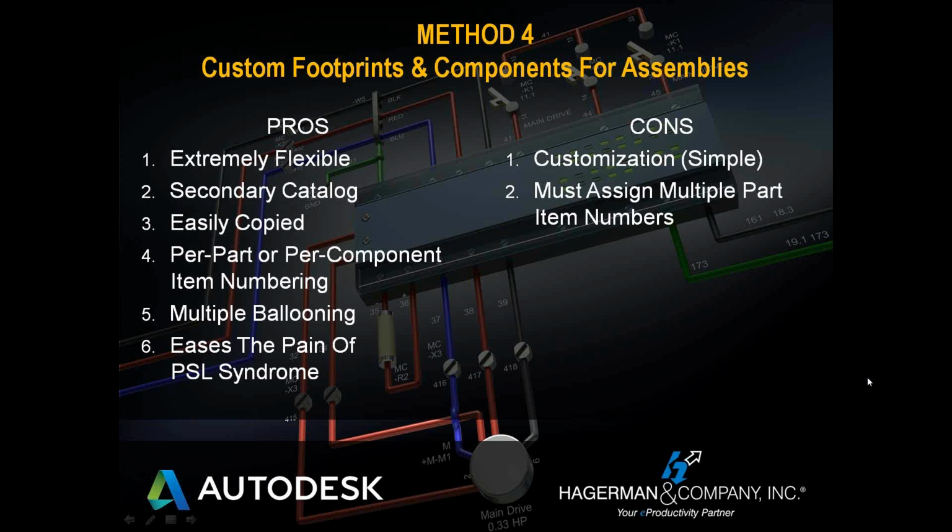The cons, you must assign multiple part item numbers. In other words, I still have to go through there and say, this is item number 8, this is item number 9, things like that. Now, technically, I could put those attributes in there for the item numbers. Technically, I could put that as a text value field. But most of the time, the item numbers are not going to be the same from job to job.